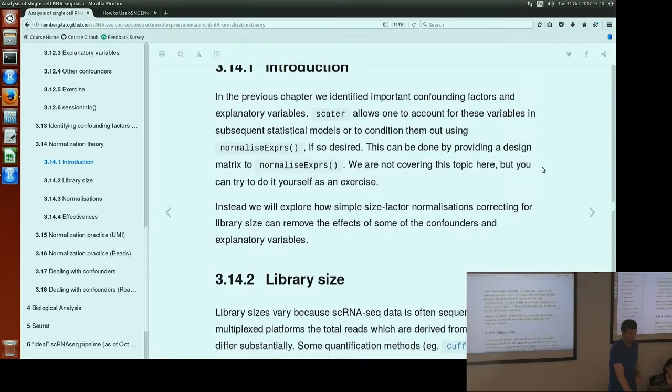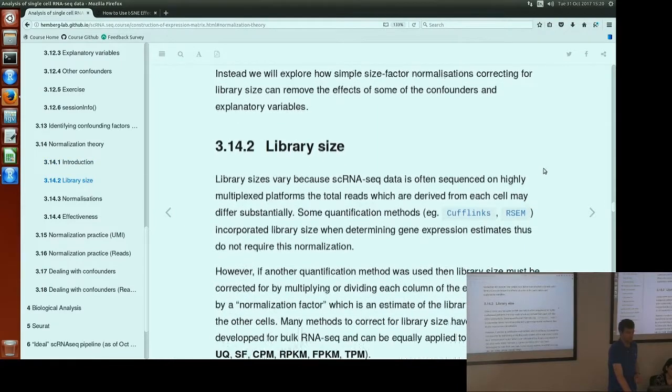What we'll focus on here is the use of simple, what are known as size factor normalization approaches to correct for library size, and how this can improve or remove the effects of some of the confounders that might be problematic in analyses, and can reduce the impact of some explanatory variables where it's useful. I guess we'll also discuss some of the limitations of these approaches per se.